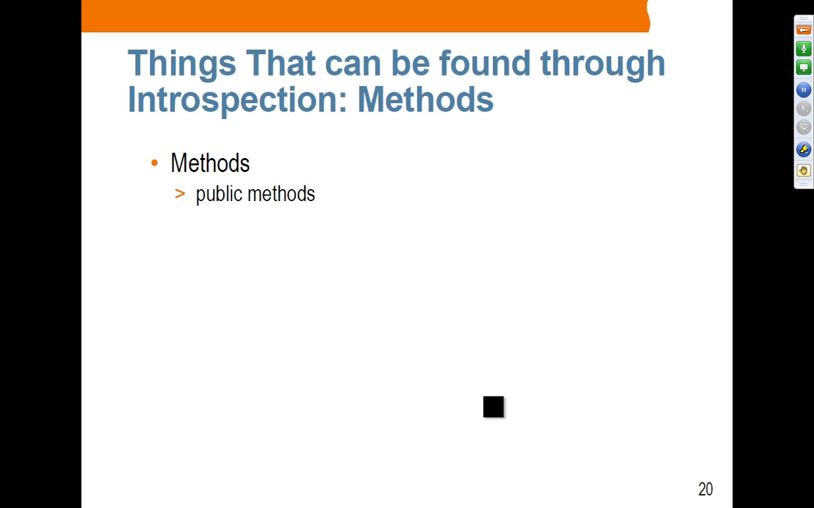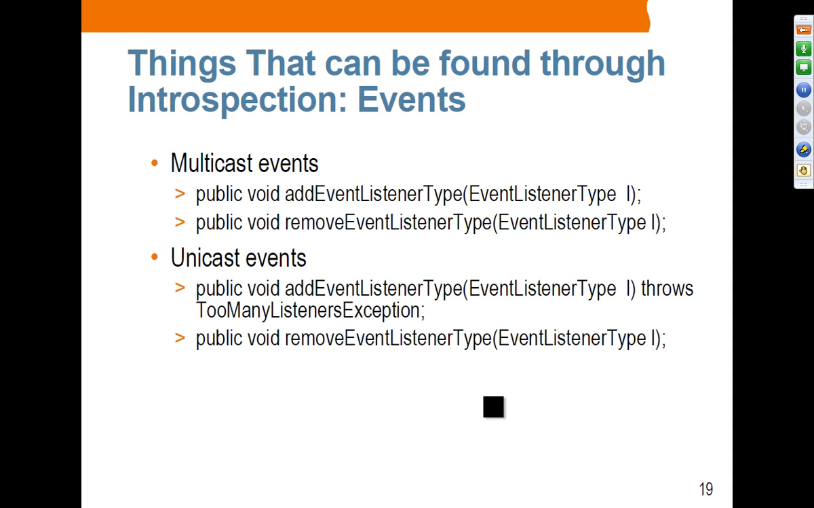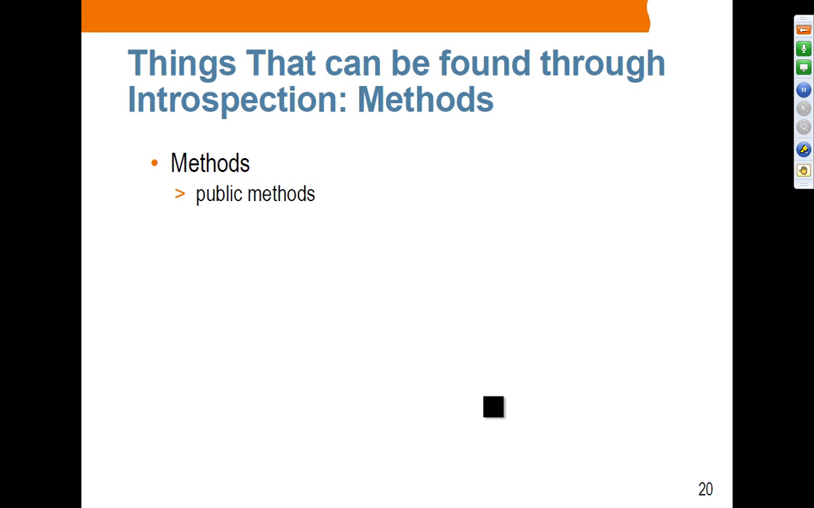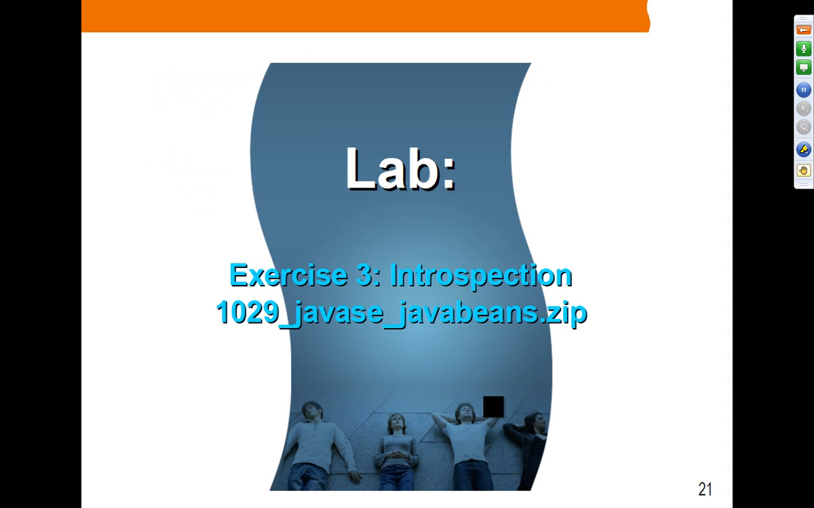It can find out the methods as long as those methods are public methods. By looking at these methods, if they are a getter method and setter method, then it will figure out there is a property. Okay, all right. So let's do an introspection exercise.